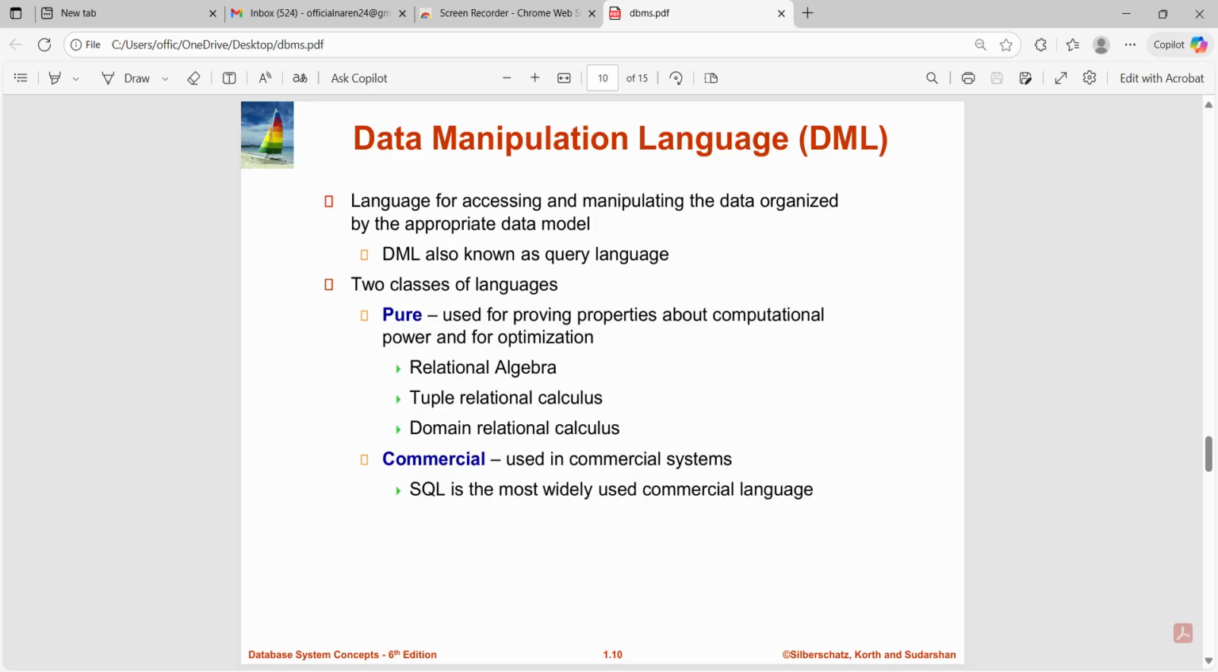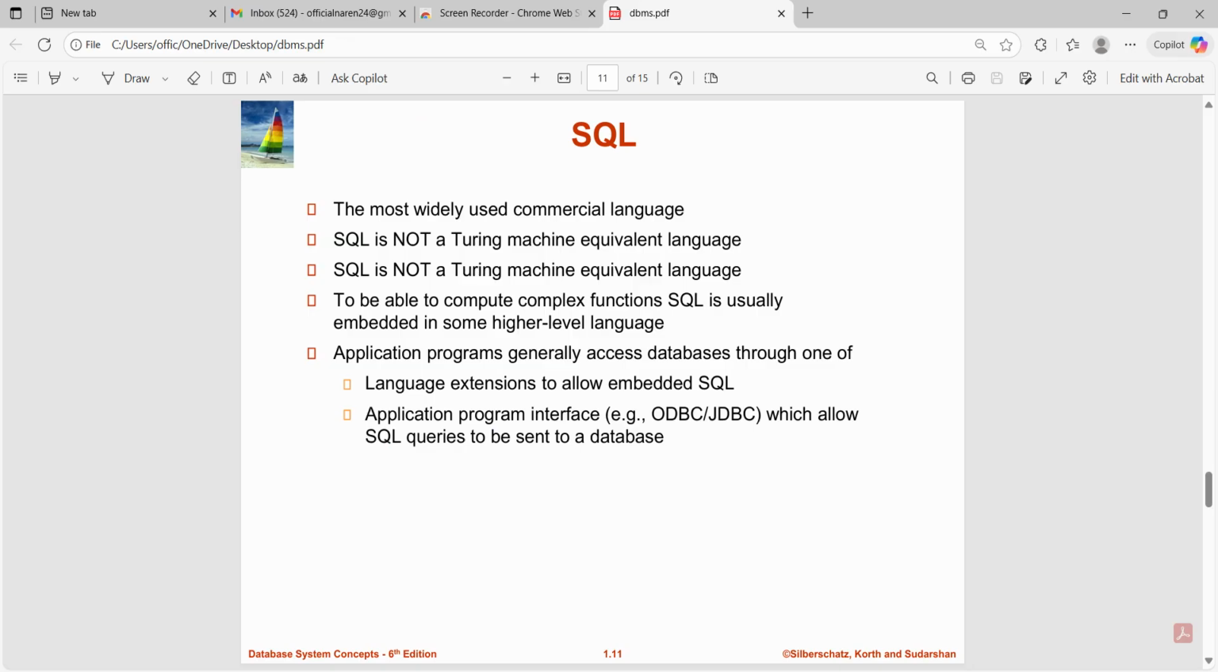It is a query based language. There are two types of languages we use for handling queries. One is the pure form, and another one is the commercial form. Pure form provides properties about computational power and optimization, that is relational algebra, tuple relational calculus, and domain calculus. Whereas commercial applications are SQL based queries, that is structured query language.